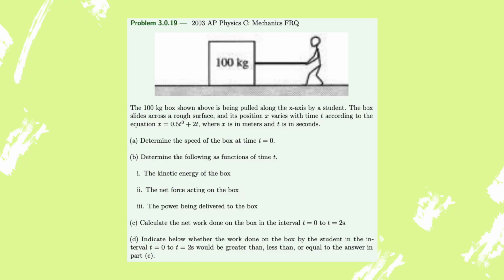Now let's look at a free response question from the actual AP exam. So please pause the video and try the problem on your own before proceeding. Now in this problem, there's basically this 100 kilogram box and it's being pulled by a person. Now we're given an expression for the position of this block. And the position of this block is 0.5 t cubed plus 2t.